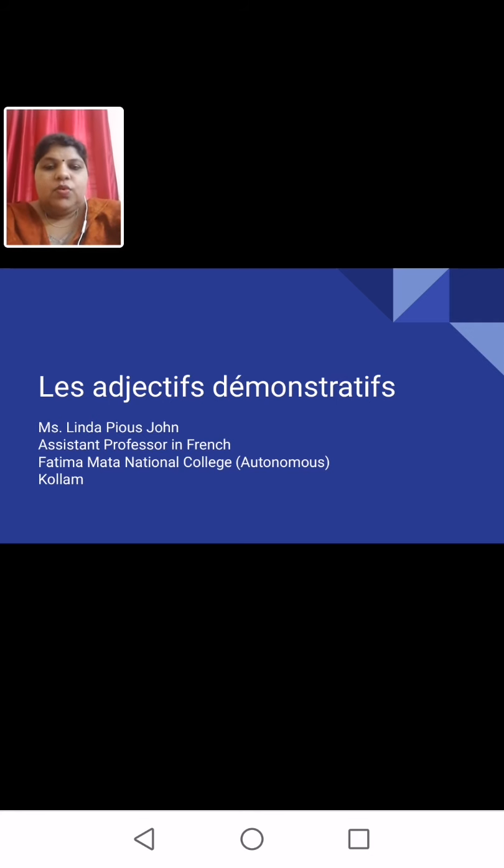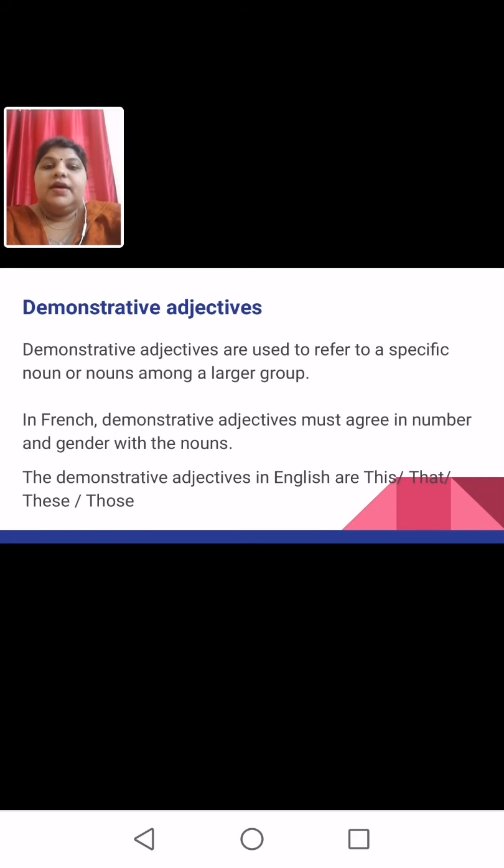First, let's see what demonstrative adjectives are and their usage. Demonstrative adjectives are used to refer to a specific noun or nouns among a larger group. That means demonstrative adjectives are used to specify what you are talking about. The demonstrative adjectives in English are this, that, these and those.